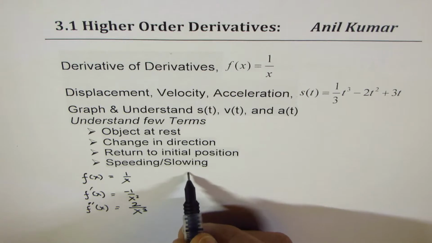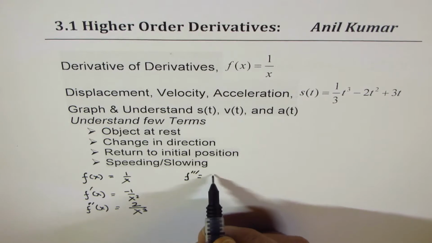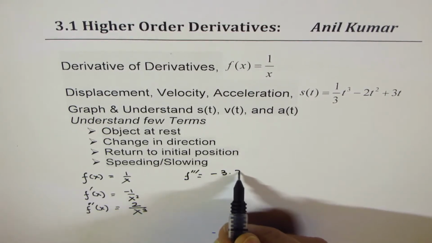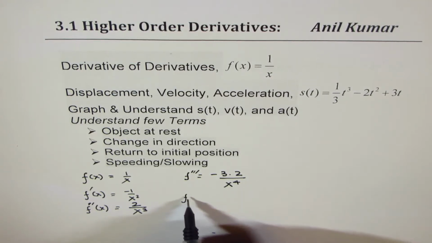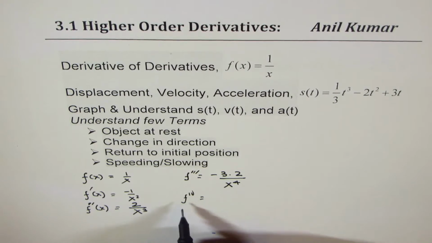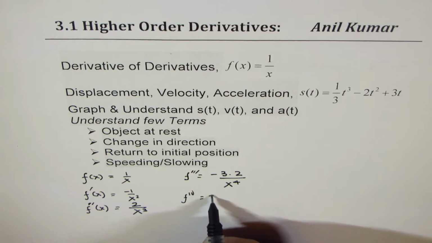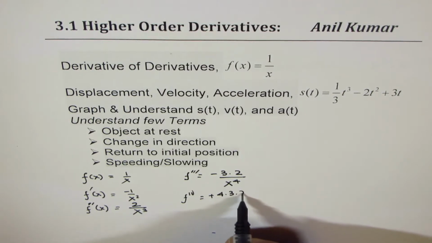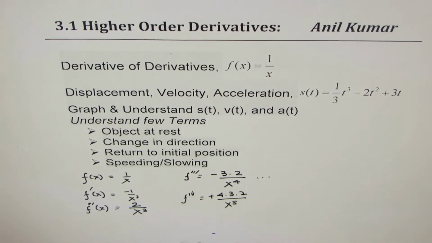Now if we continue this process, then the next derivative will be negative 3 times 2 over x to the power of 4 in the denominator, and then the fourth derivative will be, that goes in the top with a negative sign which makes this positive. So we have plus 4 times 3 times 2, right, over x to the power of 5, and the process actually continues. So for a function like this, we may have any number of derivatives, correct?